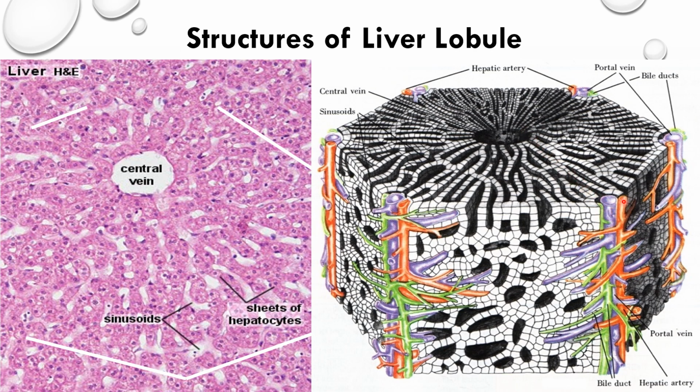Together, along with the portal vein and the hepatic artery, it moves in the sinusoids and reaches the central vein. The bile canaliculi are placed between the hepatocytes, and from the hepatocytes towards the periphery it reaches the bile ducts.